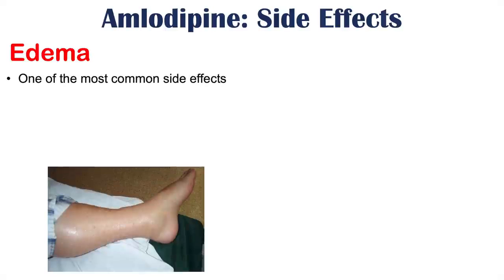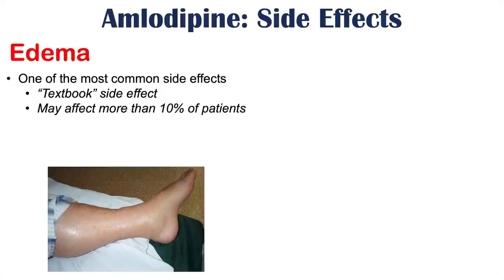So again, this is actually one of the most, if not the most common side effect of amlodipine use. This is the textbook side effect. When you learn about amlodipine, we learn about peripheral edema. It likely affects more than 10% of patients. And what this is, peripheral edema, which is swelling of the extremities. So legs and feet, and oftentimes it's going to be the ankles that become swollen.